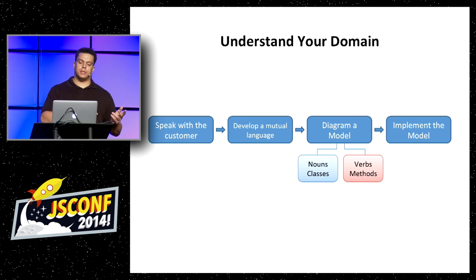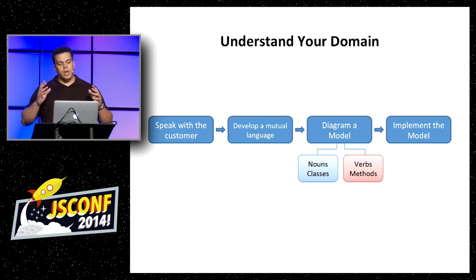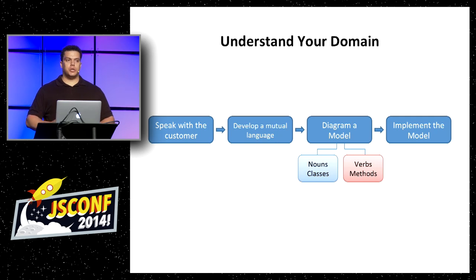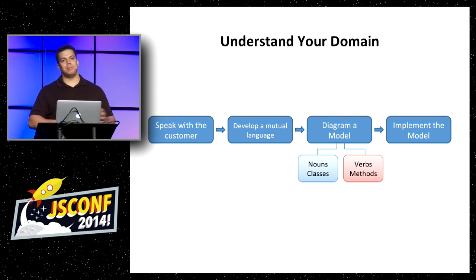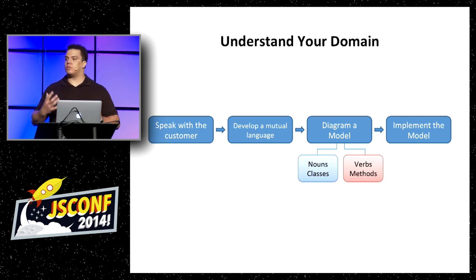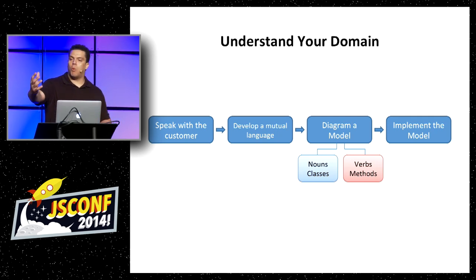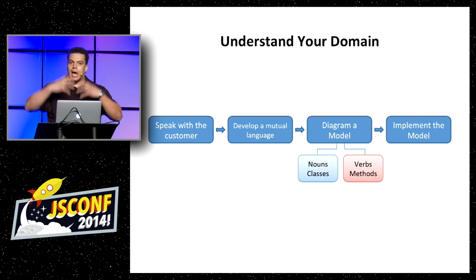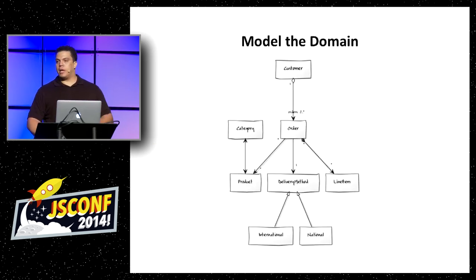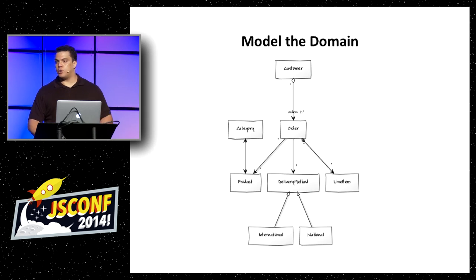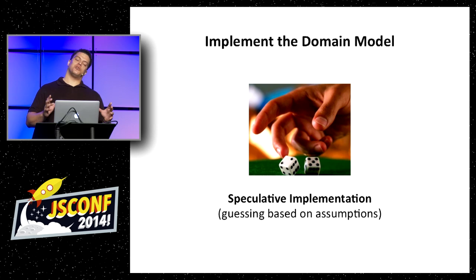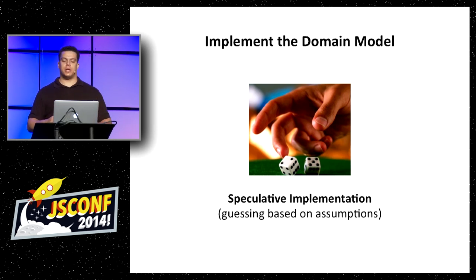Understanding your domain is this process. It starts off with speaking with your customer and developing a mutual language. That is crazy important and will be a theme for the rest of this talk. The model begins with this idea of what is your domain so that I can understand it, so that I can build it. You can model your domain in UML. You just need a UML sketch. You don't need anything very complicated. When you come to implementing your domain, you've got a series of choices that I'm going to take you through.